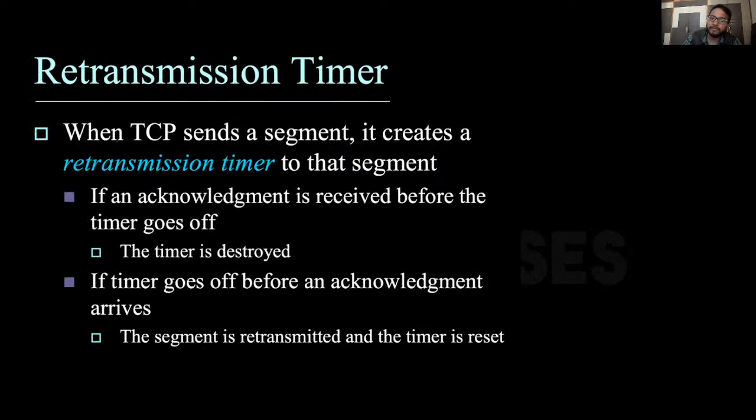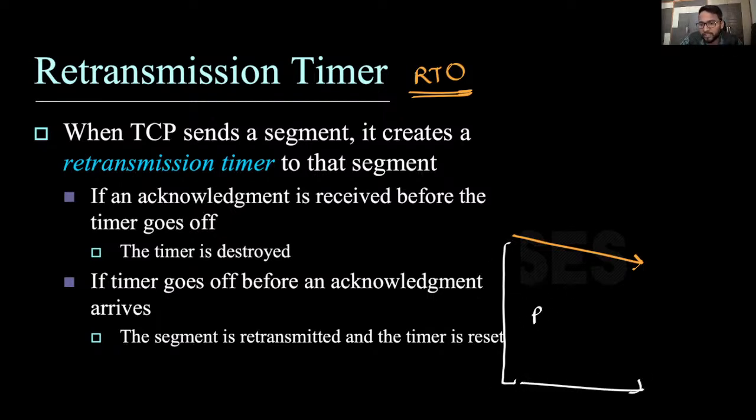Let's start with the retransmission timer. Whenever you are sending a packet, there is a timer called the retransmission timeout, RTO. This is a timer after which, if I do not get the ACK, I will send the packet again. If I get the ACK, it is fine. But if I do not get the ACK, then after this timer, which is called RTO, retransmission timeout, I will send the packet again.